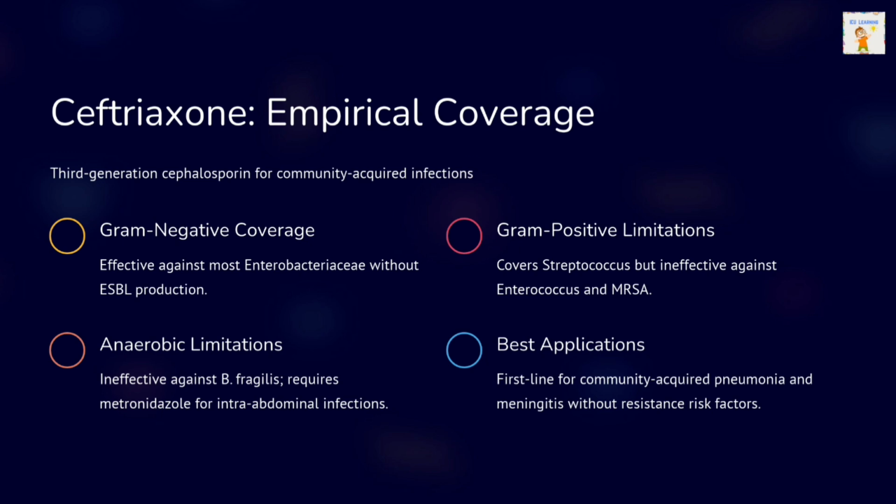As we all know, this is a third generation cephalosporin. It is generally reserved for only community acquired infections. It covers most Enterobacteriaceae who do not produce ESBL, of course, and limited gram positive infections like streptococcus, but it is ineffective against enterococcus and MRSA. And also, in terms of anaerobic coverage, it is not effective against bacteroides, and if you want to cover bacteroides, you need to add something else. So it is best applied as a first line therapy for community acquired pneumonia and meningitis when the resistant risk factors are not there.